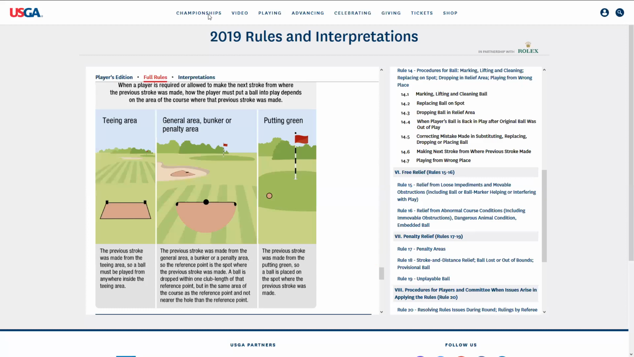Anytime you drop, you drop in a relief area. Anytime you place a ball, you place it on a spot. And we're going to see that even when you take back on the line relief, you're not going to drop on the line like you used to. You're going to drop in a relief area.